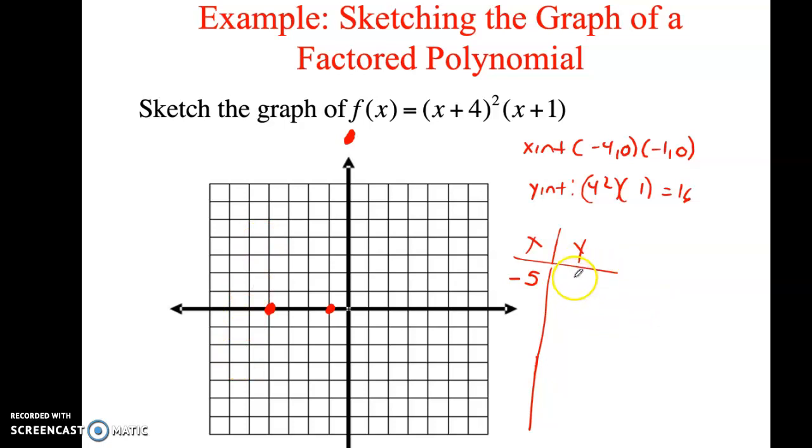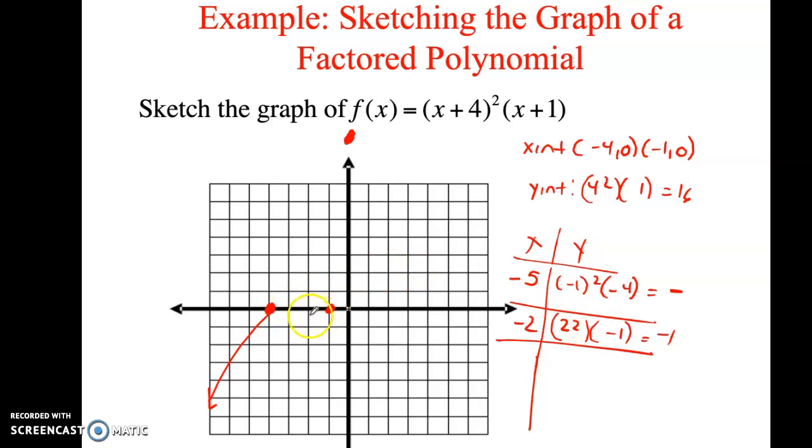So for -5, we're going to get -5 plus 4, so we're going to get (-1) squared, and we're going to get times -4. That's going to give me a negative answer. Therefore, the values are negative to the left there. And now we need to know, are we going back down or are we coming back up to get to the next intercept? So pick a value like -2. If you put -2 in there, we're going to get 2 squared times -1, which again is negative.